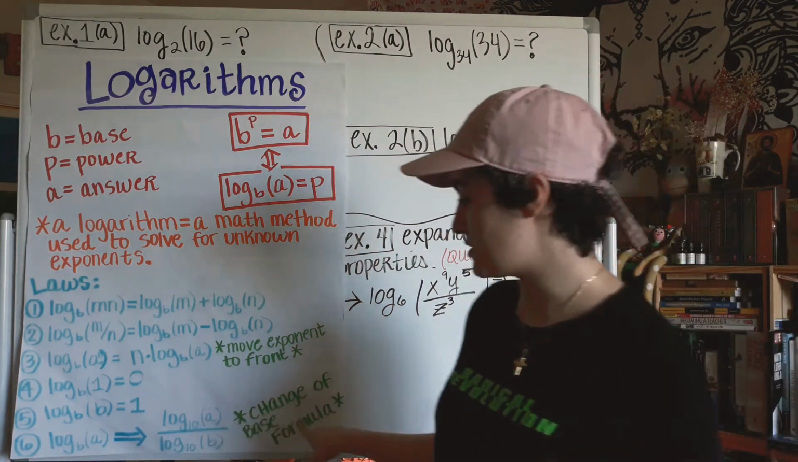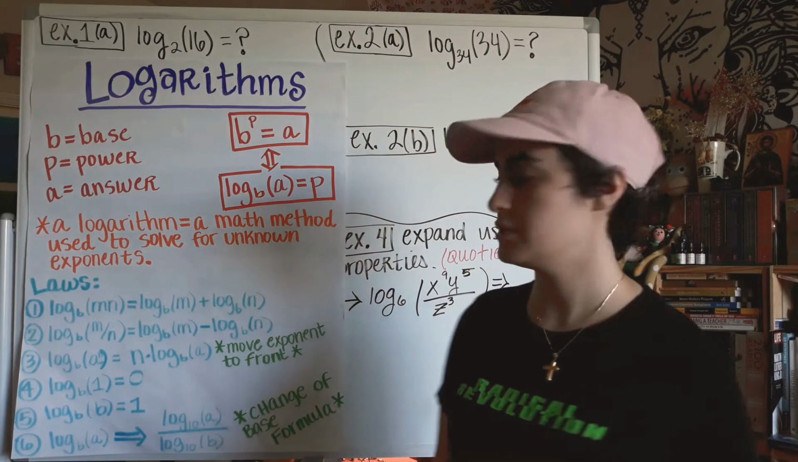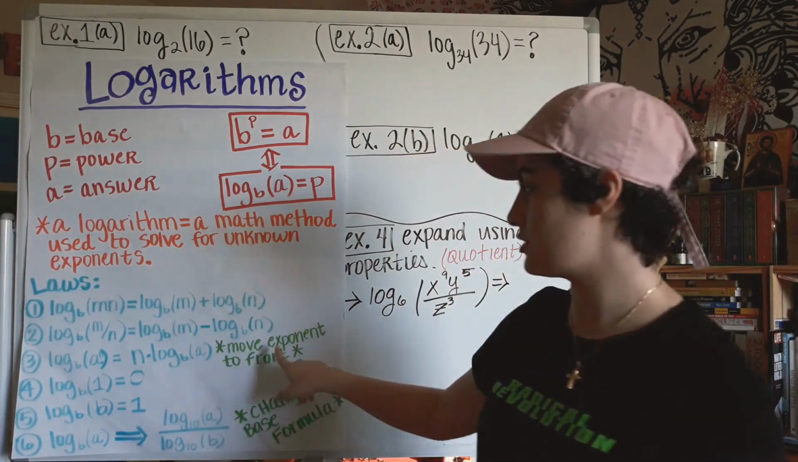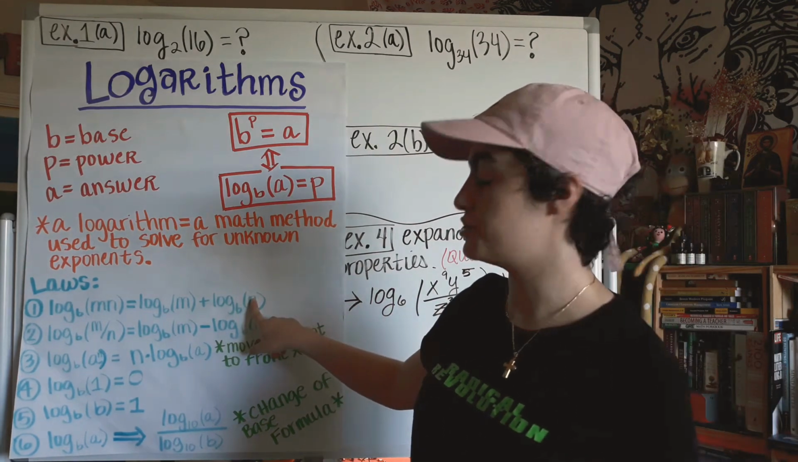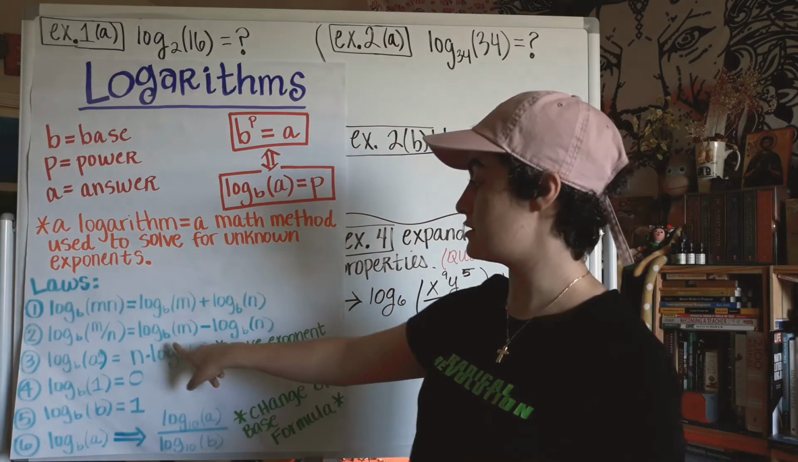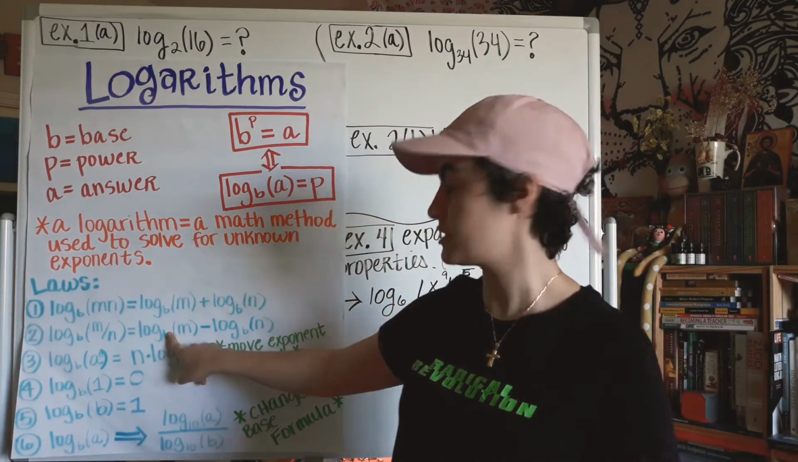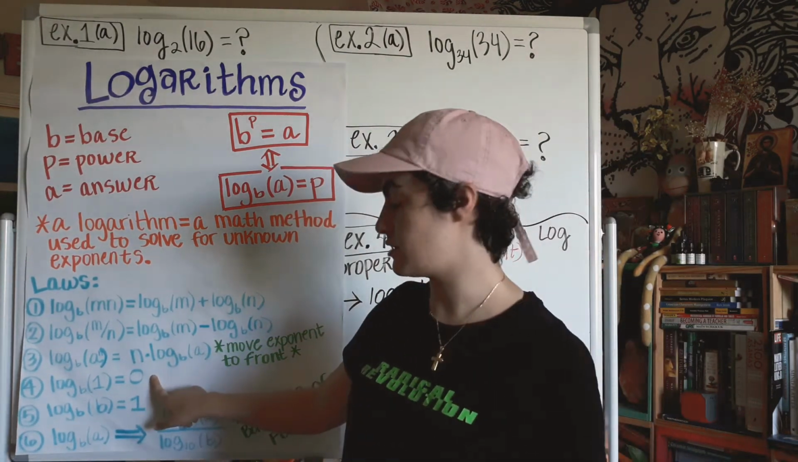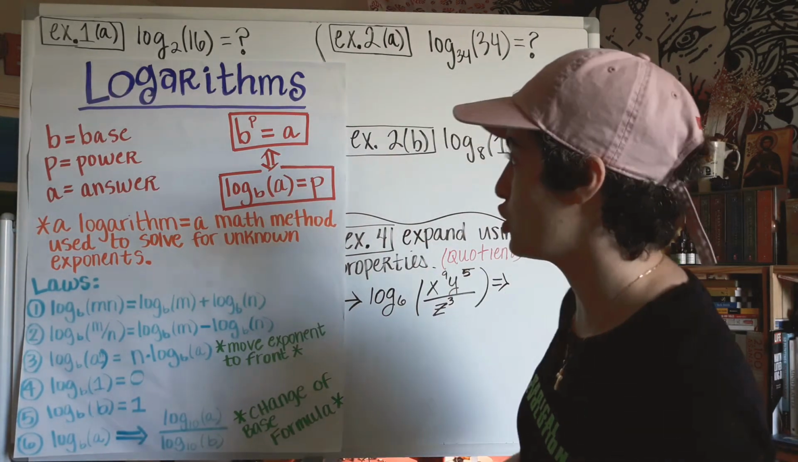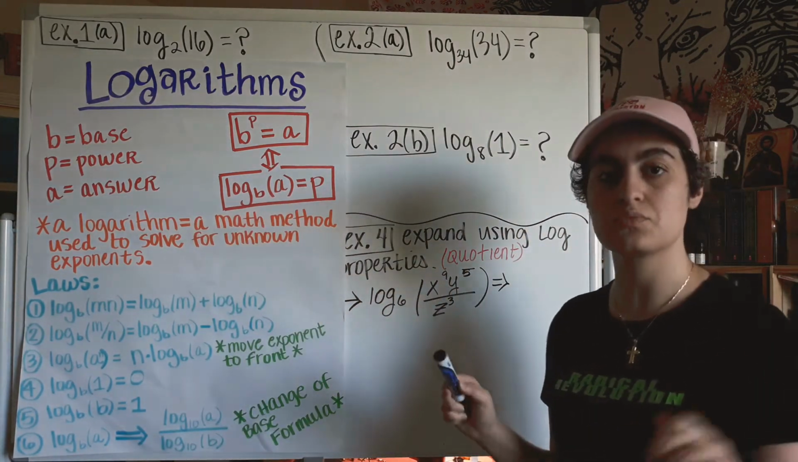So the change of base formula is very, very important. This is also very important. Move the exponent to the front. This is called the product property. This is the quotient property. This is the zero property, and this is the identity property. So just take a minute, pause, write these down.